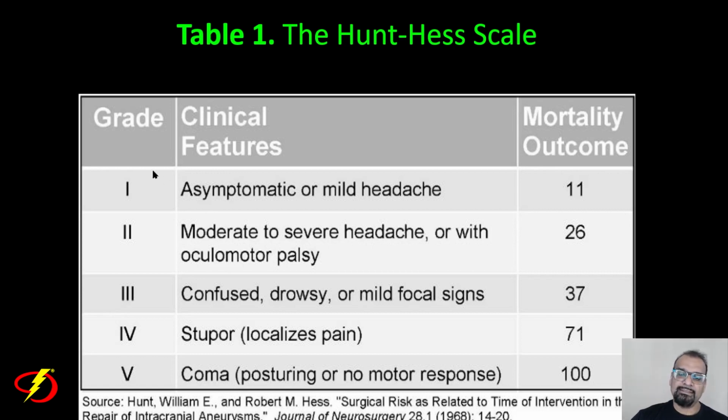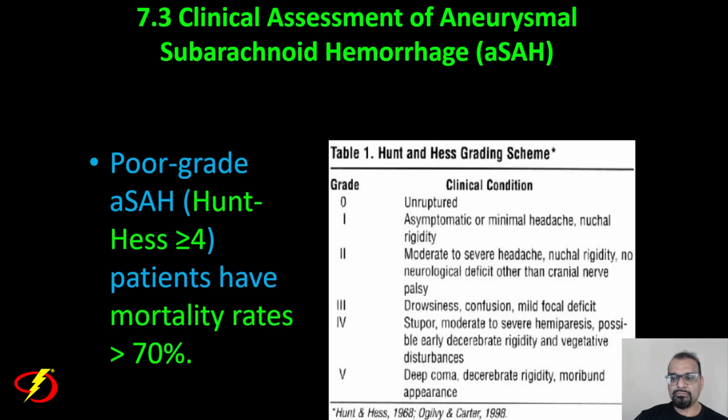Grade 1 is used for patients who are asymptomatic or have a mild headache. Grade 2 indicates moderate to severe headache or oculomotor palsy. Grade 3, patients are confused, drowsy, or have mild focal signs. Grade 4, the patient is stuporous and localizes the pain. Grade 5, these are patients who are in a coma, who either posture or have no motor response. So if we look at these higher grade patients on the Hunt-Hess scale, greater than 4, these 4s and 5s, they unfortunately have mortality rates greater than 70%.